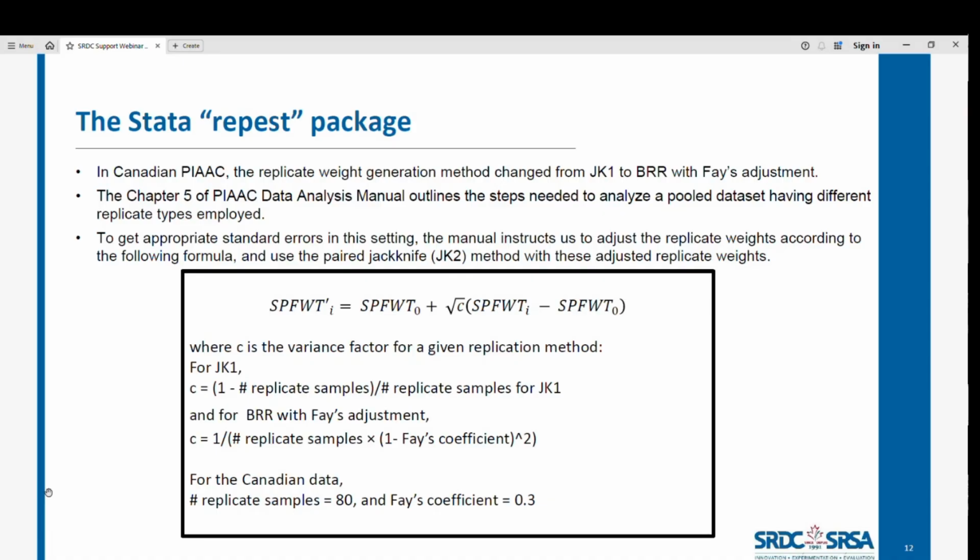Specifically, to get appropriate standard errors, the manual instructs us to adjust replicate weights according to the formula presented below and use Jackknife for variance calculations. According to this formula, the replicate weights are adjusted based on the final sample weight and the variance factor for the given replication methods employed. For Jackknife 1, the variance factor is the number of replicate weights minus 1 divided by the number of replicate weights. For BRR with phase adjustment, the variance factor is 1 divided by the number of replicate weights times 1 minus the phase coefficient squared. And for the Canadian PIAAC, the number of replicate weights is 80, and the phase coefficient is 0.3.